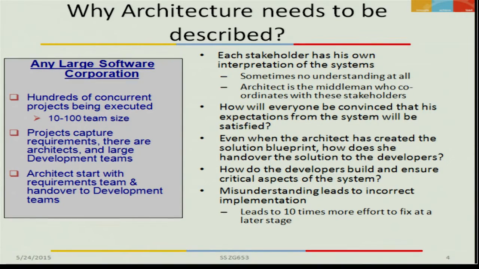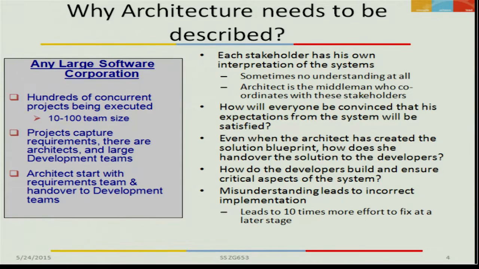Now these projects capture requirements. There are architects and there are large development teams. So architects start with the requirement team and then hand it over to the development team. That's generally the practice. Now in a large software corporation, typically these things are a very common practice. The question is, in such a scenario, why is architecture important, why is the architect's role important? On the right hand side, if you see those 5 bullet points, let's understand those points in detail.